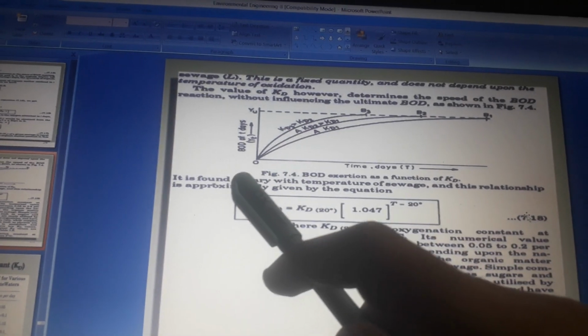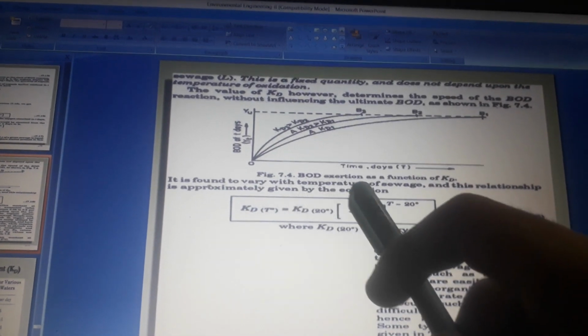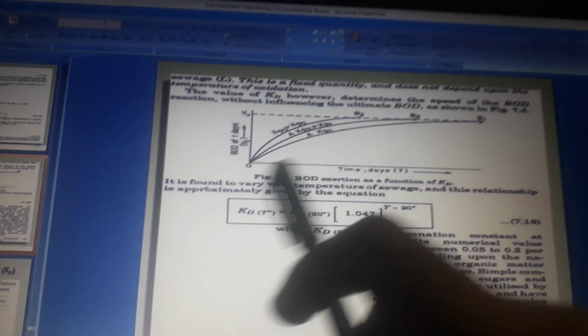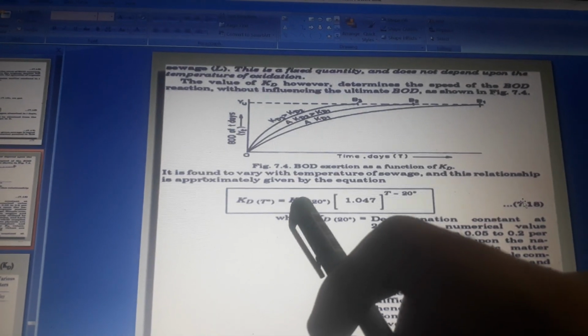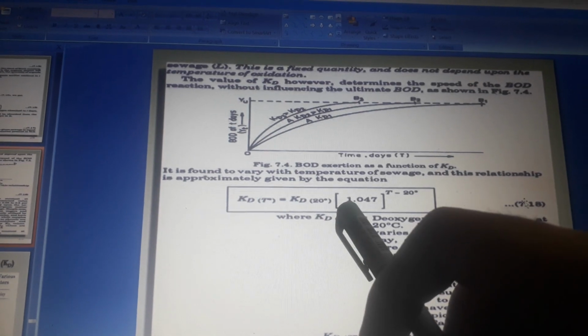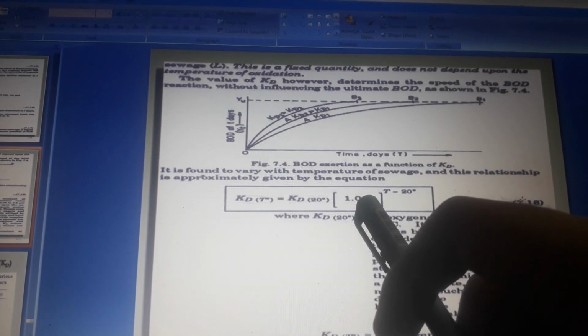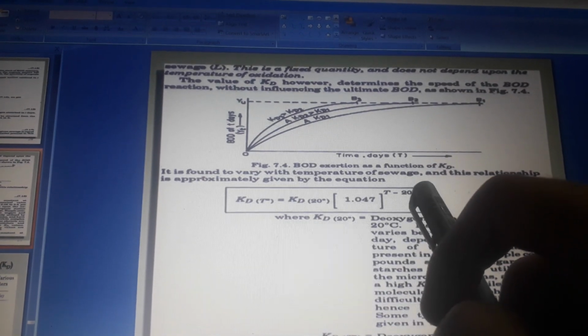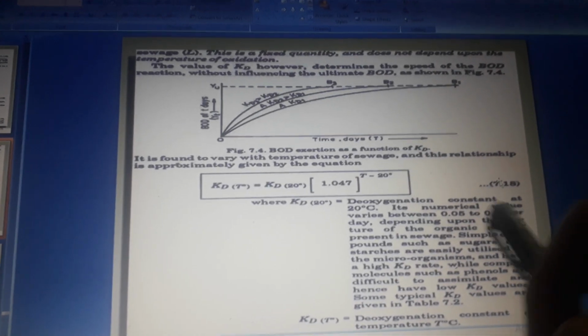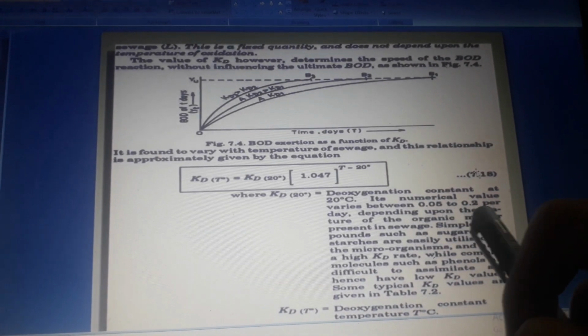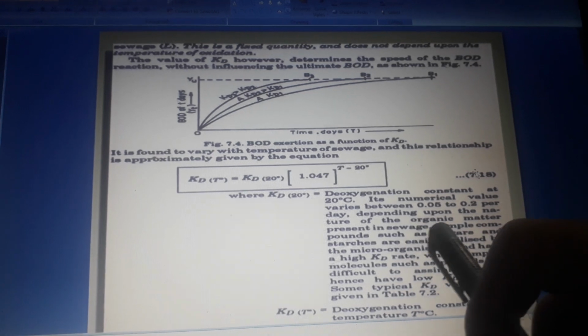KD is found to vary with temperature of sewage, and this relationship is given by the equation KD at temperature T is equal to KD at 20 degrees Celsius into 1.047 raised to temperature minus 20, where KD 20 is the deoxidation constant at 20 degrees Celsius. Its numerical value varies between 0.05 to 0.2 per day depending upon the nature of organic matter present in sewage.